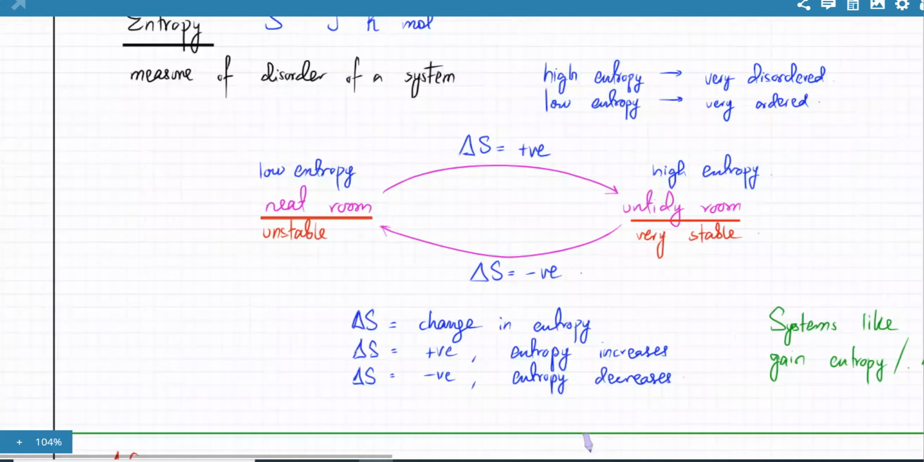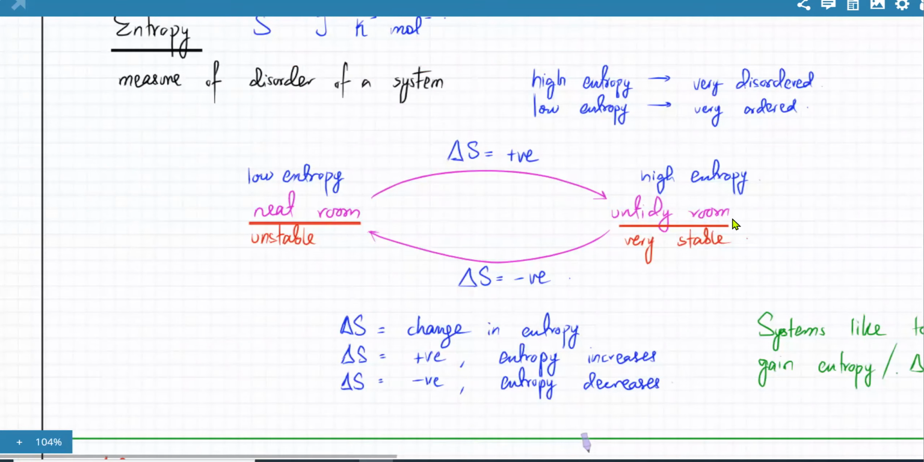So I gave you the example of an untidy room and a neat and tidy room, a high entropy state, and you have a low entropy state. And whenever something happens, whenever there's a process, whenever there's anything happening, whether it's related to chemistry or whether it's not related to chemistry, there is a change of entropy. Things move from low entropy to high entropy state, and from high entropy to low entropy state. So the change in entropy is delta S, and it could be positive, and that means the entropy or disorder is increasing, and it could be negative.